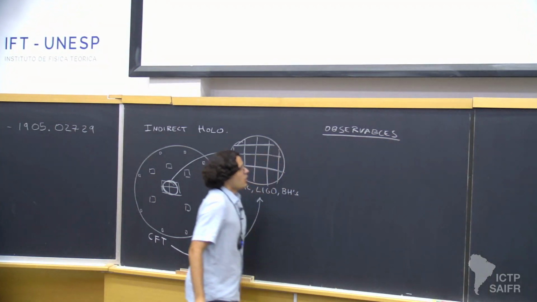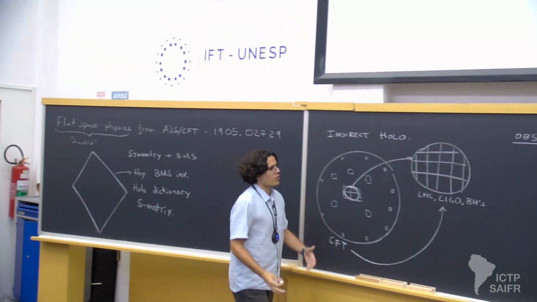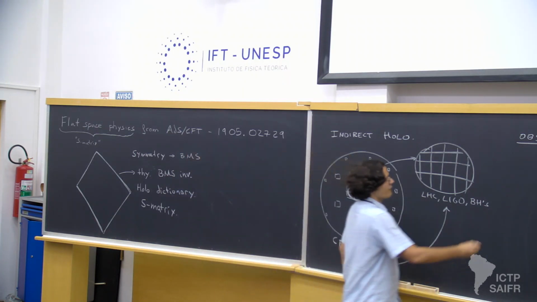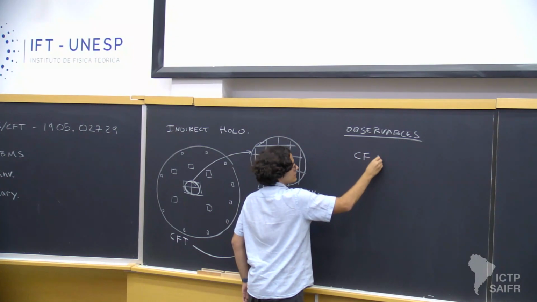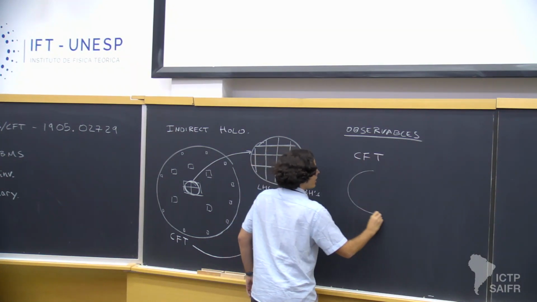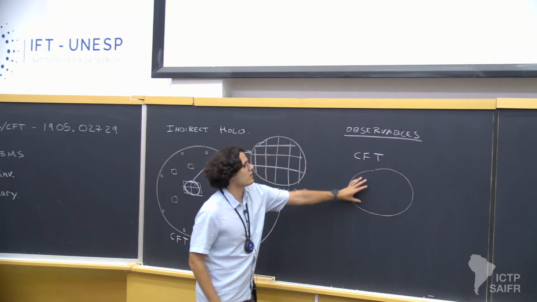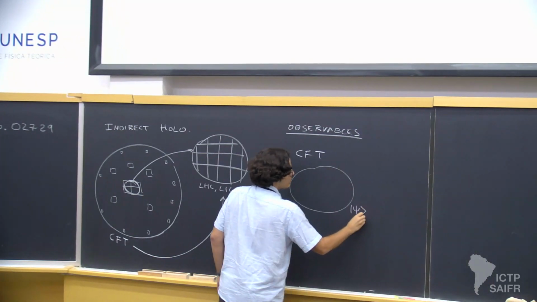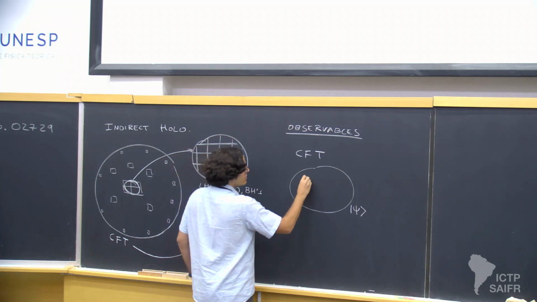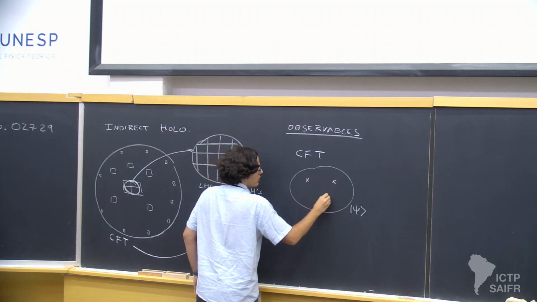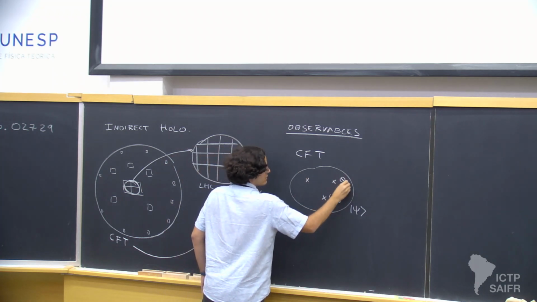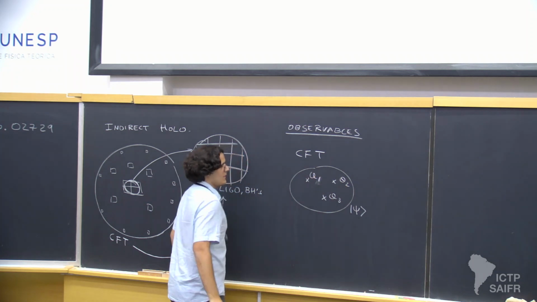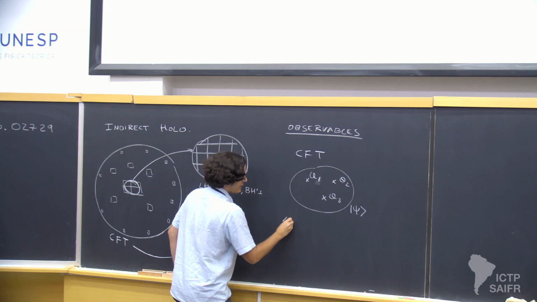Observables. Okay, so first let's identify what kind of observables I can have in any of these theories. In a conformal field theory, the kind of observables that I can measure are conformal field theory correlators. So say that my conformal field theory lives there, and say that my conformal field theory is in some state that I call psi. Then I can insert some amount of local operators, like these guys, and I can compute correlation functions. So I can compute something like this.